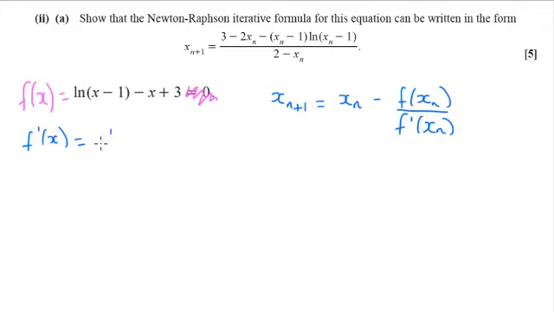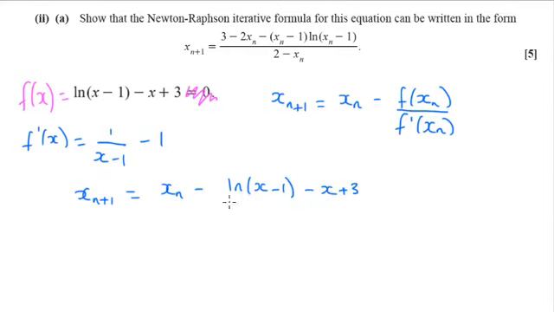which is going to be 1 over x minus 1, take 1. So putting that all together into here, xn plus 1 is going to equal xn minus natural log of x minus 1 minus x plus 3 over this here. So 1 over x minus 1, take 1.